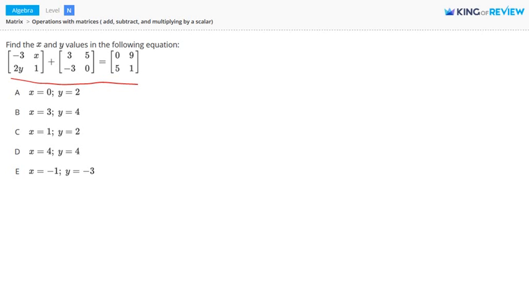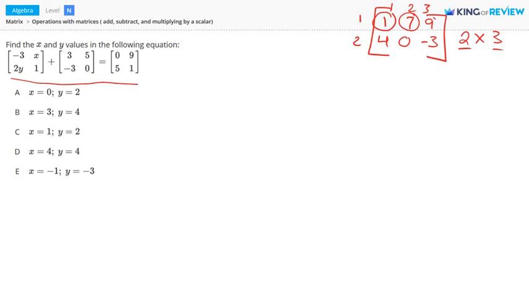So if we were to have a matrix that looked like this, this particular matrix here has 2 rows and 3 columns. So we would call this a 2 by 3 matrix because it has 2 rows and 3 columns. Now each number in the matrix is called an entry. So all of these numbers here are entries. This particular matrix has 6 entries.